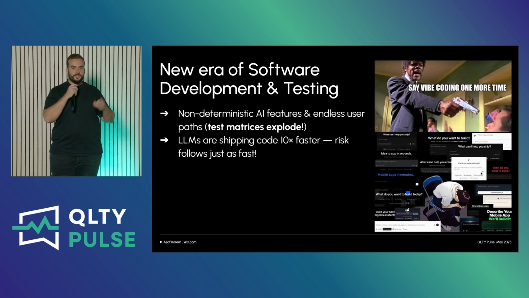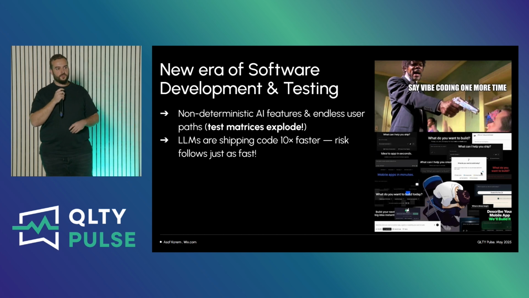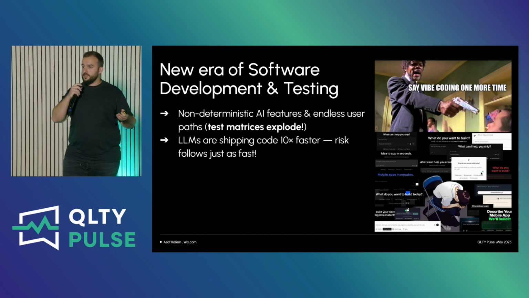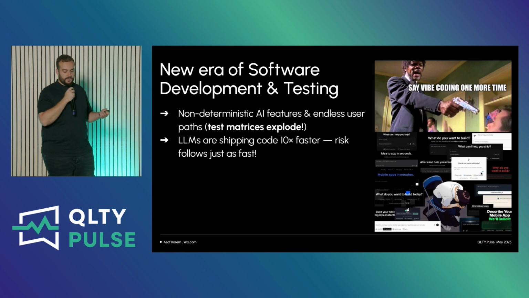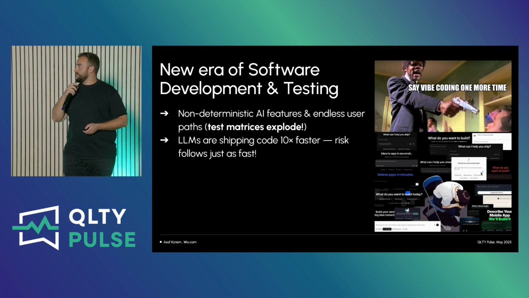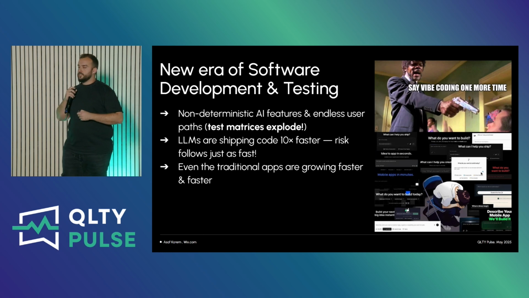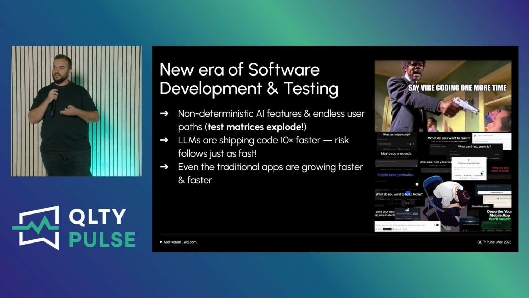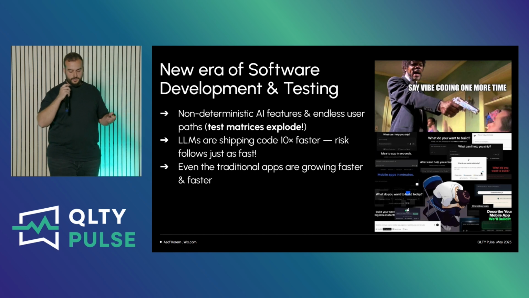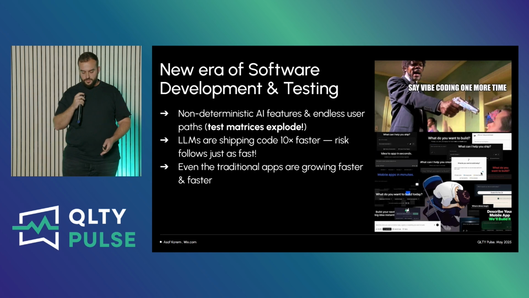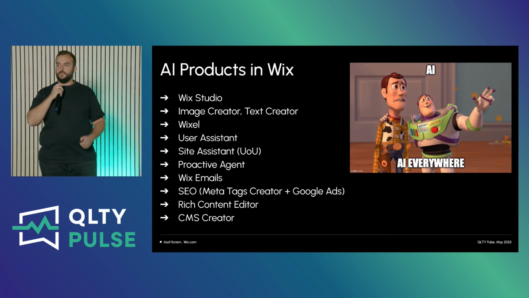LLMs are shipping code 10 times faster. I'm saying LLMs because this is not actually humans. When you're vibe coding, there's an LLM behind the scenes that writes all this code. And it adds a lot of risk, because if no one owns the code and understands the complexity, only the LLM, this is code without any ownership sometimes, and it can add a lot of knowledge risks and quality risks. And even the traditional apps that don't use AI at all are now being developed with AI tools. So they are growing faster and faster, and this also adds a lot of complexity.